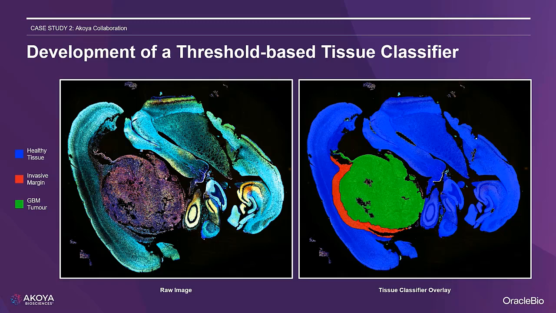This highlighted one of the main benefits of using Visiopharm, which is the flexibility we have with app design, and we were easily able to add a dilation step to the tissue classifier from the border of the tumour into the healthy tissue to capture this unique region of interest, which is defined here as the invasive margin.